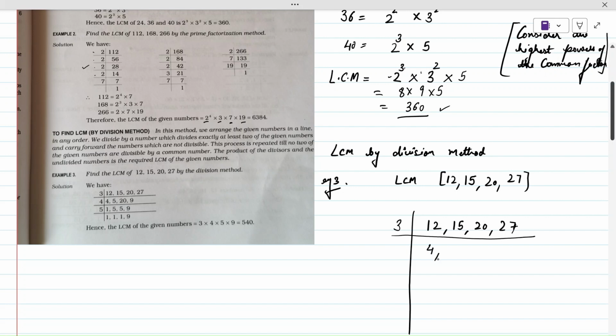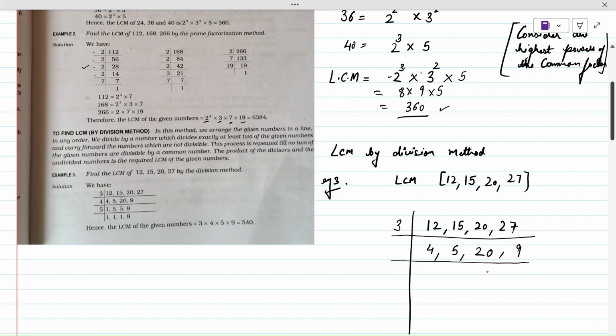3 into 4 is 12. 3 into 5 is 15. 20 will be as is because we know that 3 is not dividing 20 completely, so we will not touch 20. We will write it as is. And then 3 into 9 is 27. Okay, so 3 is done now. We cannot divide 4, 5 or 20 with 3, so we will not consider 3 now.